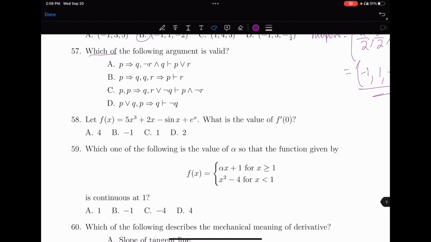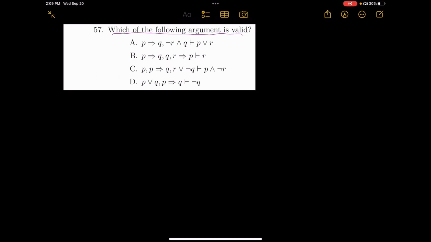Question 57, let's do it: which of the following arguments is valid? When do we consider an argument to be valid? Well, an argument is valid when, assuming that all of the premises are true, the conclusion is true.